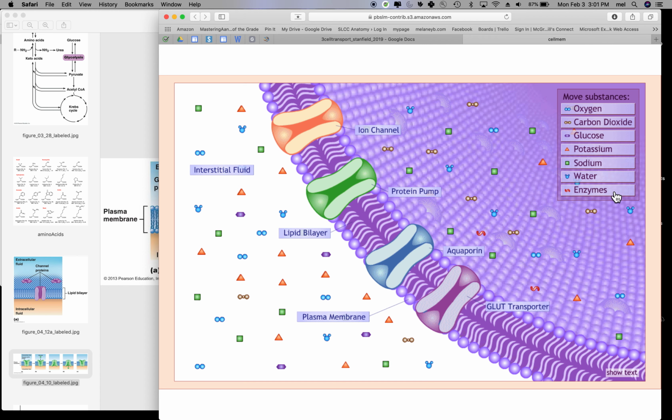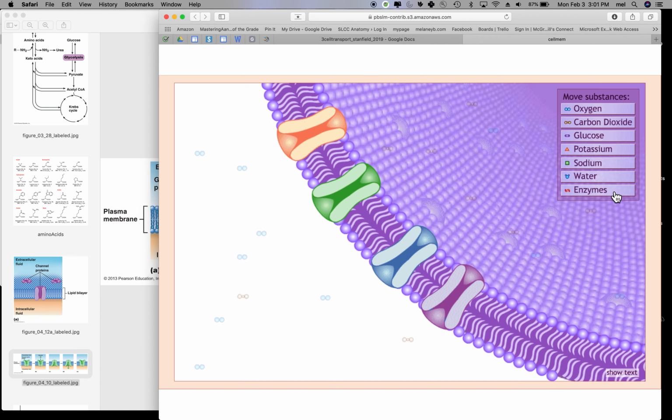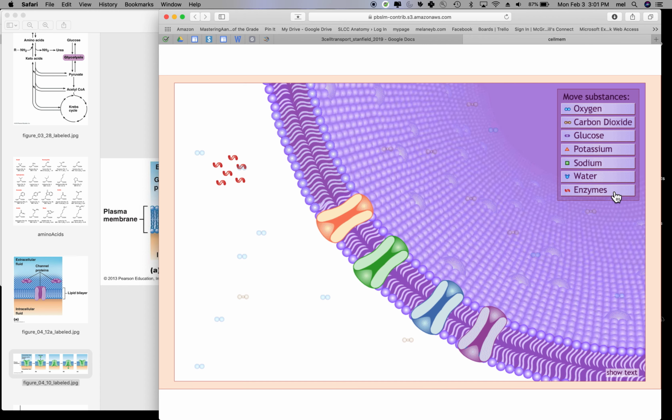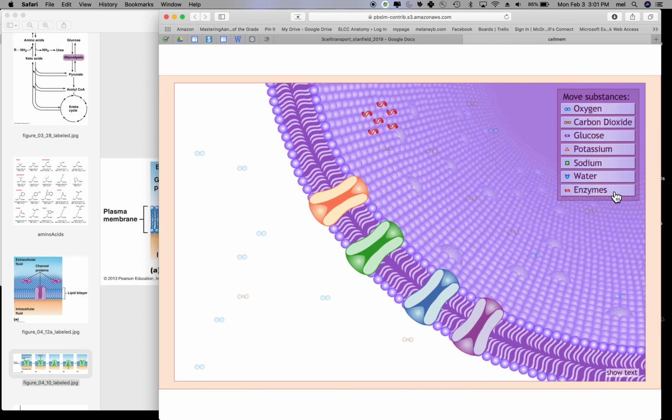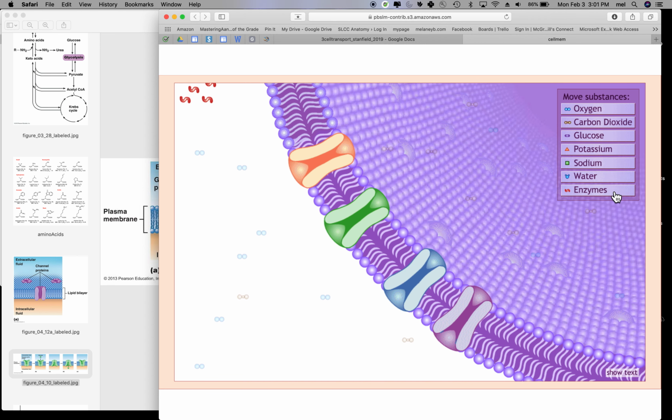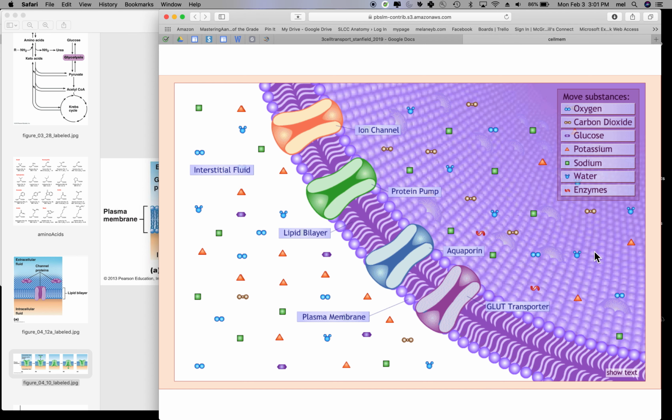An enzyme is also a protein. So how do you get the enzyme out? What you do with the enzyme is you get it out by what we call exocytosis, or if it's big and you want to get it in, you get it in by endocytosis.